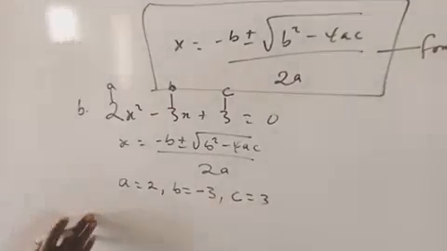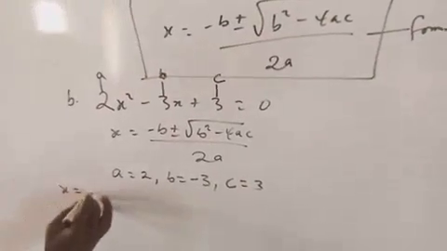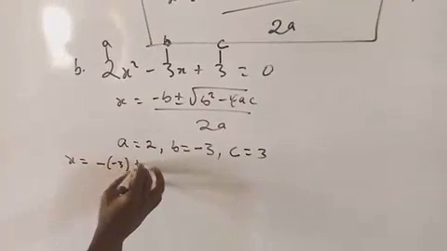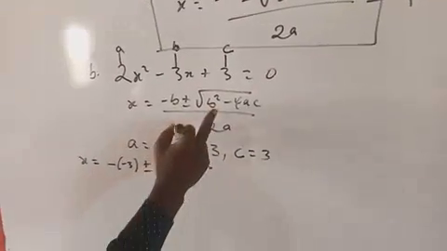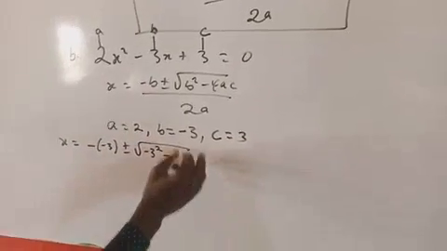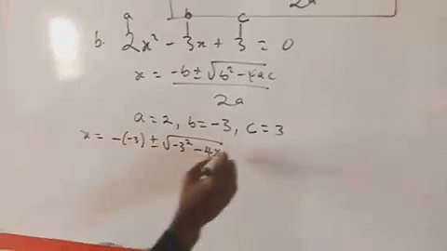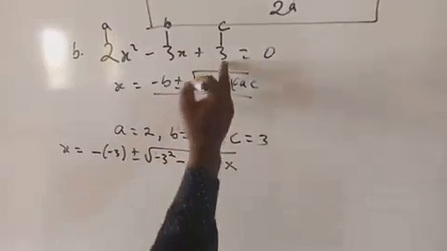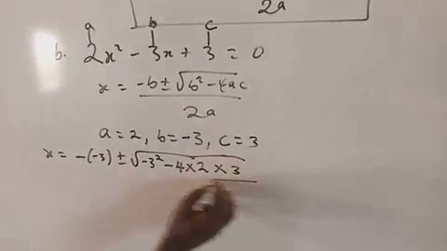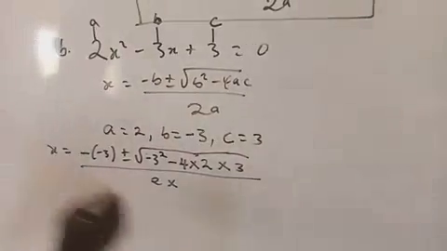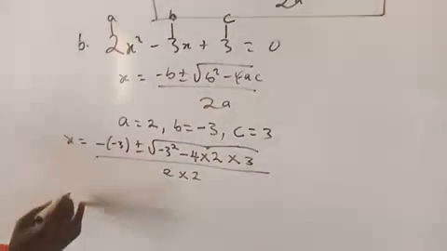Then substituting them now, I'll have x equals minus my b, which is minus 3, so I have minus 3 here, plus or minus the square root of my b, which is also minus 3, squared, minus 4 times my a, which is 2, times my c, which is 3, all divided through by 2 times my a, which is 2. So I'm going to go down, then do this.